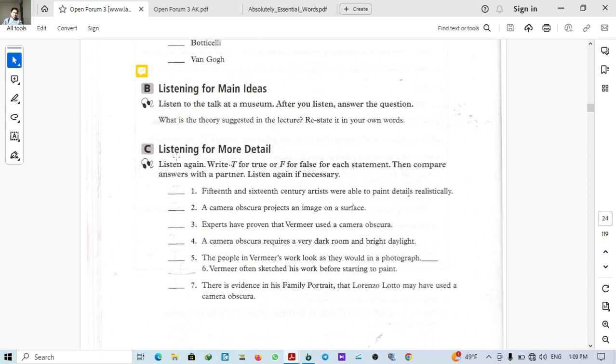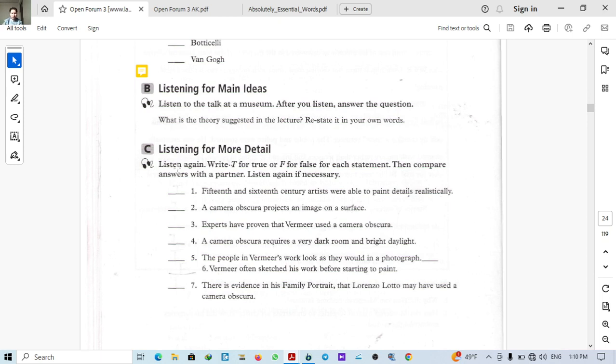So if you remember, I have frequently told you that it is really important to set a goal when we are, for example, listening to a piece of audio. It is very important. For example, above, while you're listening for main ideas, the main thing that you're looking for is to know what the theory suggests. But down here, you are far more listening to the details. So there could be lots of details.